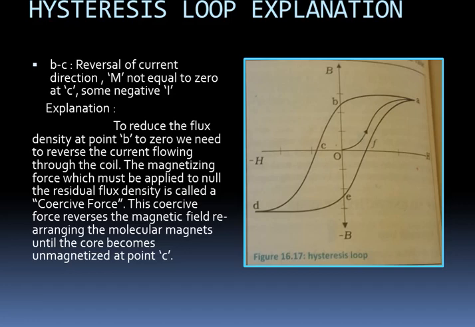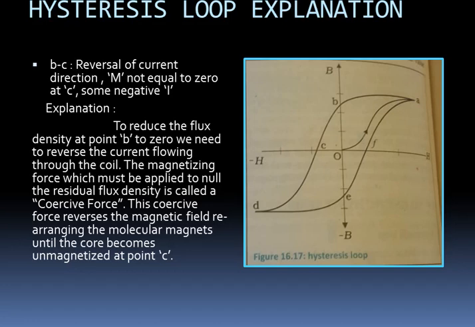Now let's come to points B to C. These 2 points B to C correspond to the reversal of current direction where M is not equal to 0 at C and magnetization current I has some negative value, and its complete explanation is as follows. To reduce the flux density at point B to 0, we need to reverse the current flowing through the coil. The magnetizing force which must be applied to null the residual flux density is called a coercive force. This coercive force reverses the magnetic field, rearranging the molecular magnets until the core becomes unmagnetized at point C.